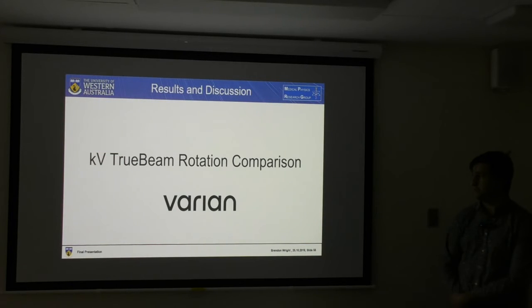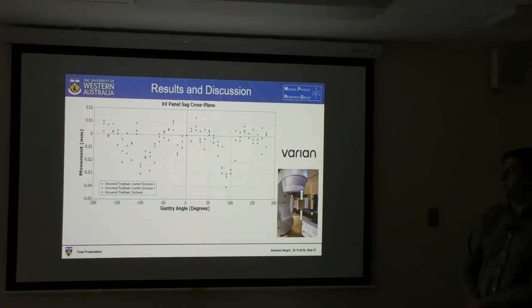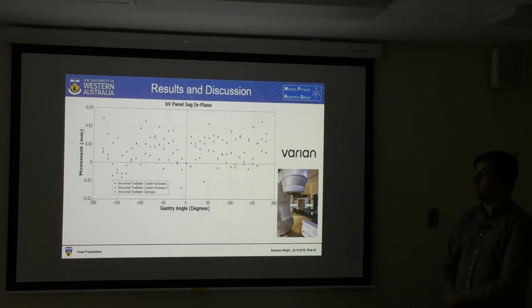The last data set to consider was the kV True Beam comparing a clockwise and counterclockwise rotation. So as mentioned before, the kV panel sag has a somewhat discernible trend. However, there is a fairly consistent overlap between clockwise and counterclockwise rotations, and similarly in the in-plane direction, there's a lot of overlap. The overall movements for the cross-plane and in-plane panel sag were of the order of 0.1 of a millimeter, so relatively insignificant.